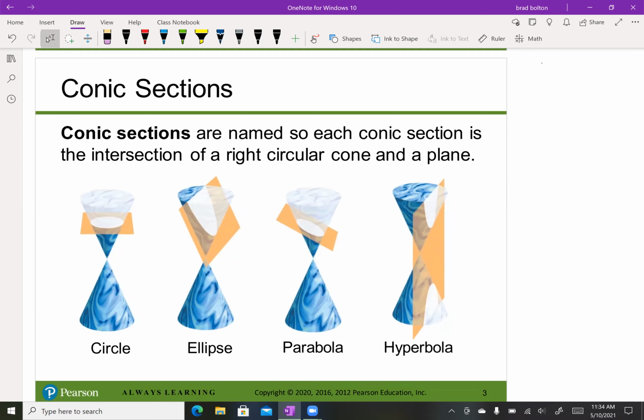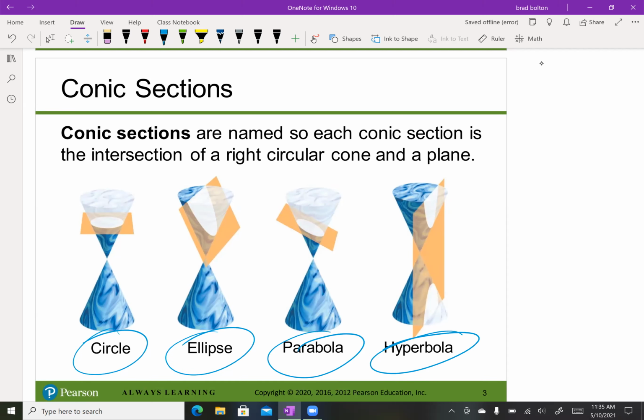So this brings us to the idea of conic sections. Each conic section is the intersection of a right circular cone and a plane. If you take a cone and cut it straight in half by a plane, you will create a circle. If you cut it at an angle like this, you will create an ellipse. If you cut it at a slight angle like this, you will create a parabola. And if you cut two cones stacked on top of each other with a plane like this, you'll create a hyperbola. That's why they get their name, the conic sections. A circle, an ellipse, a parabola, and a hyperbola are all named conic sections because they're sections of a cone.